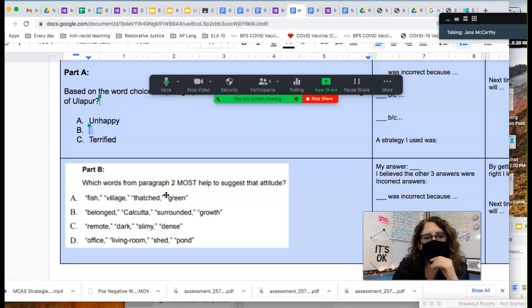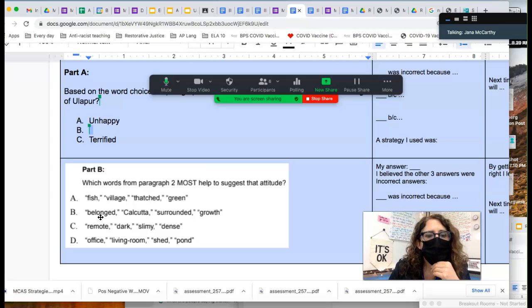All right, what about B? Surrounded. That was a negative, right? Yes. Any of the others, though? Belonged? No. World? No. Calcutta, I mean, that's where he came from, but again, it's not giving us any more information. So we're going to take it out. They all don't match what we're looking for. We're looking for the negative.